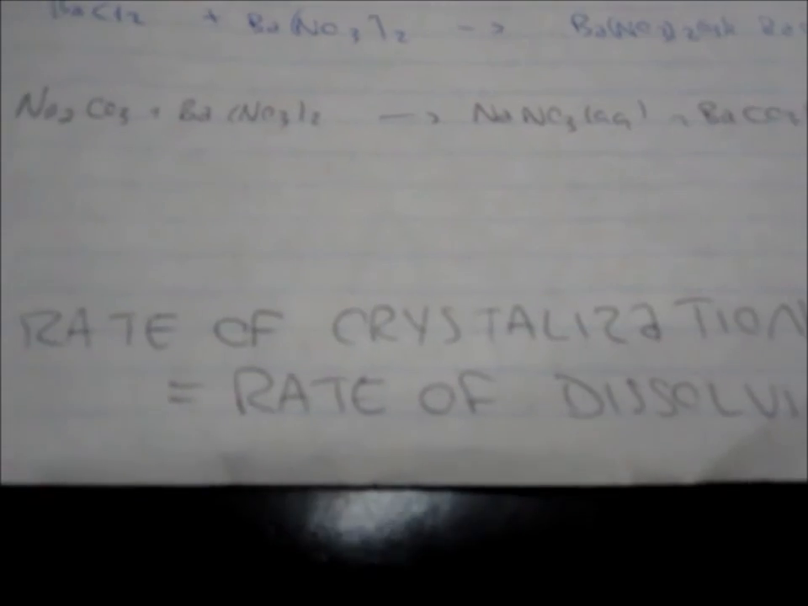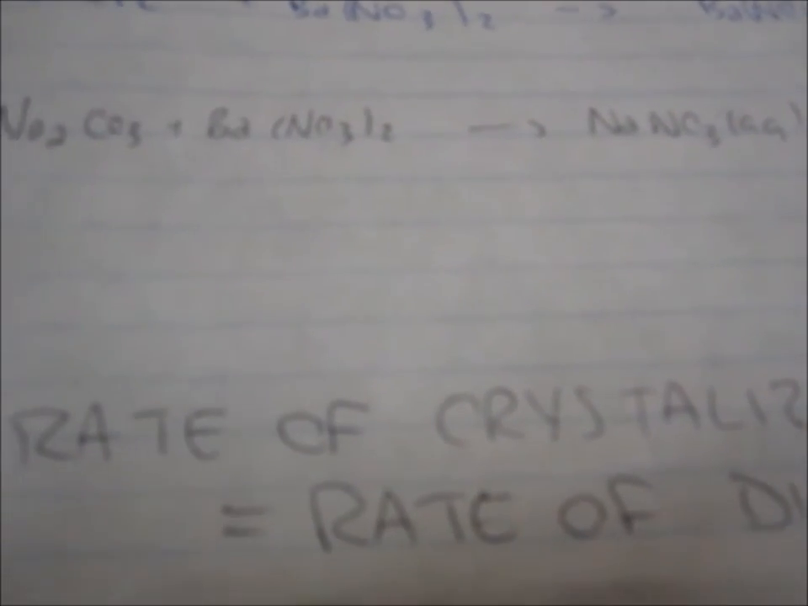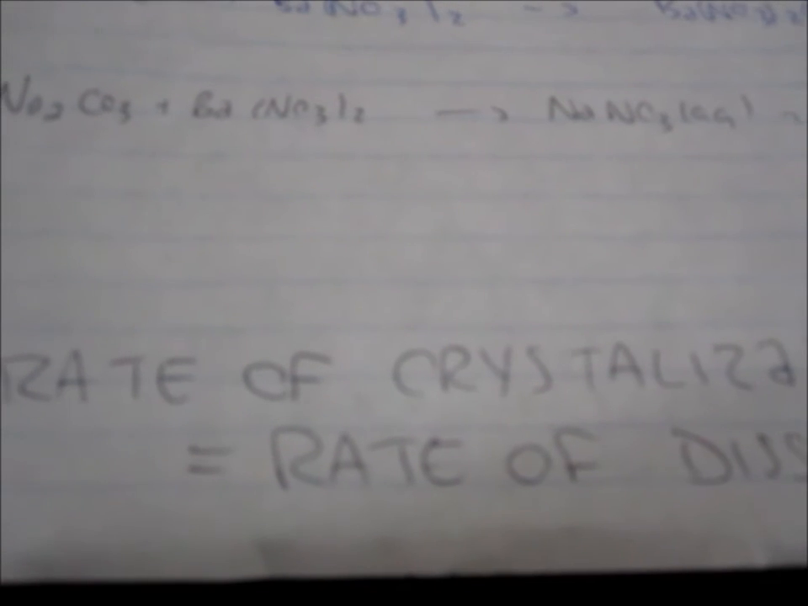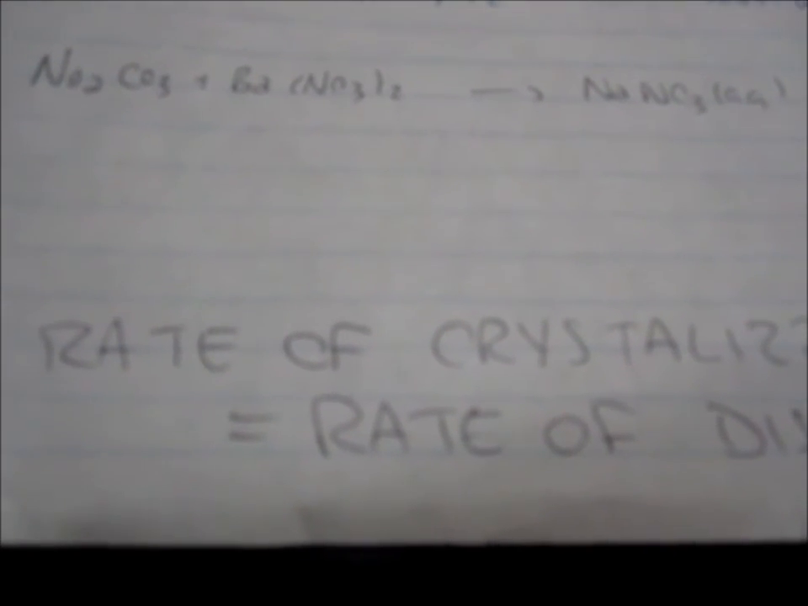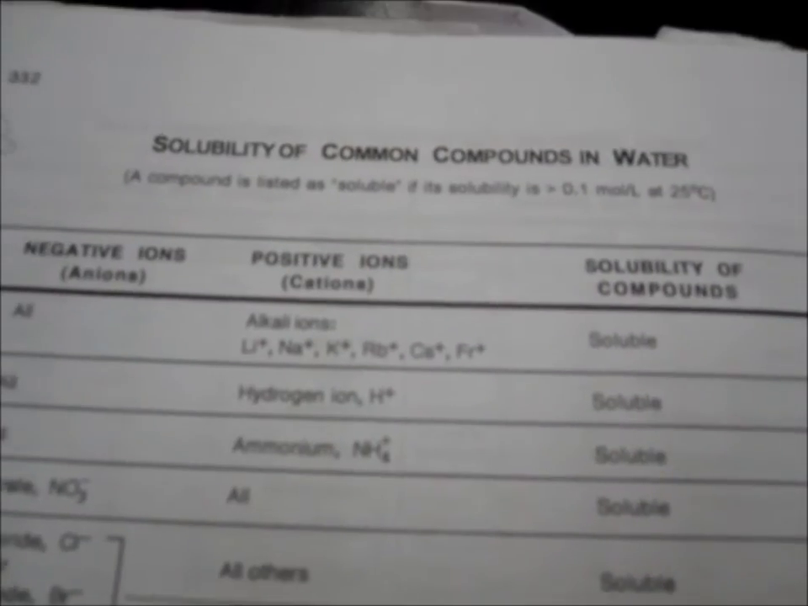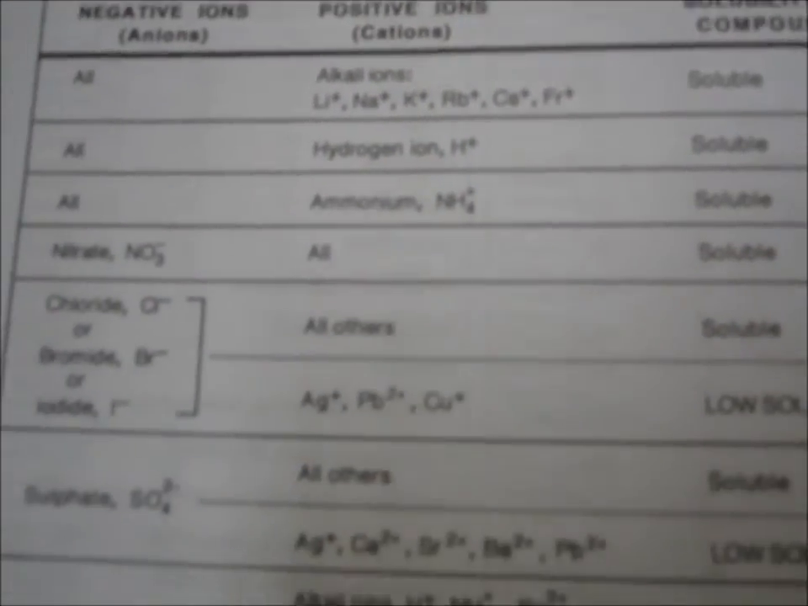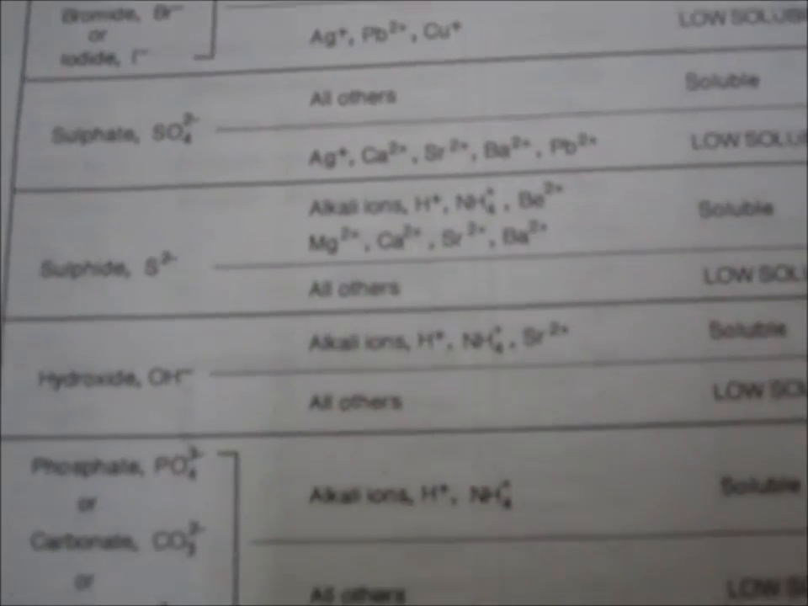All equations reached equilibrium. Therefore, the rate of crystallization equals the rate of dissolving in all the precipitate equations. As well, they occur, and therefore there are no macroscopic changes that are visible. Our equations were made off the solubility chart, where we figured out if each solution were soluble with each other.